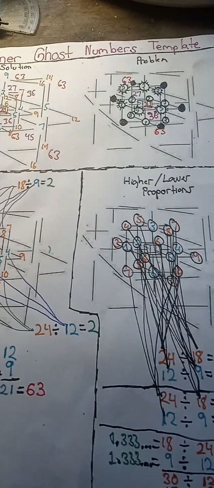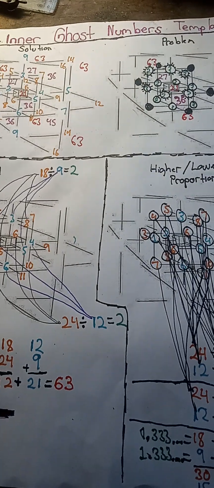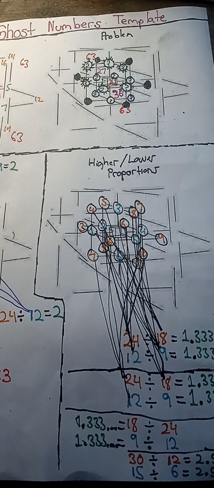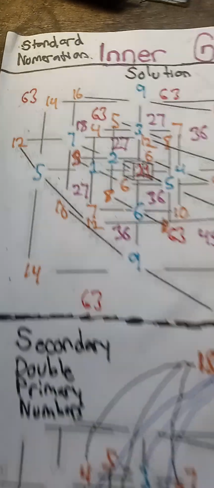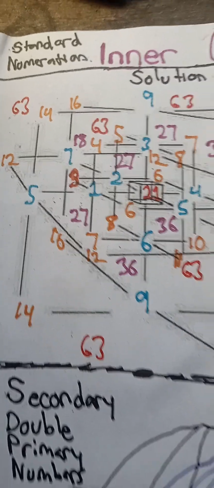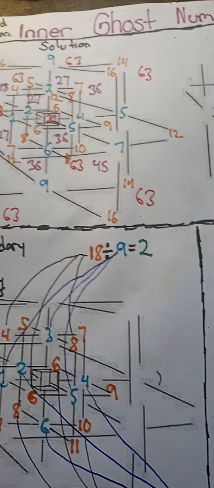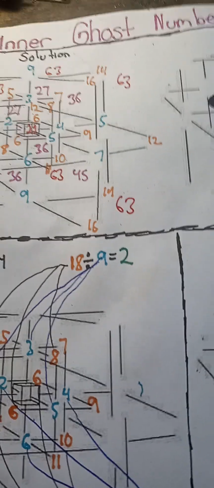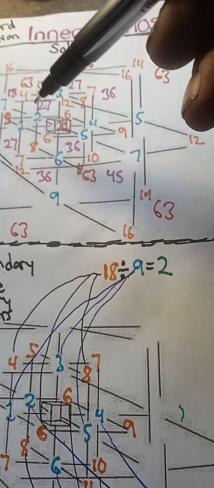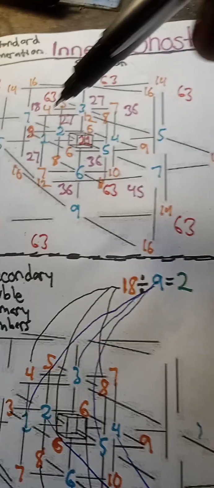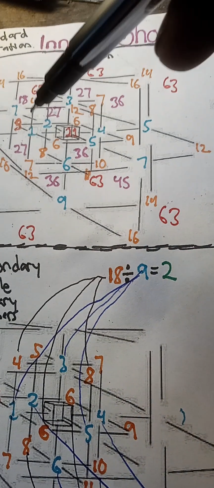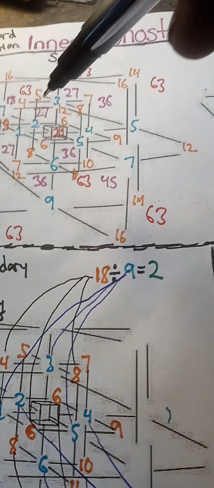This is my inner ghost number template. I call it a template in standard numeration. What I mean by that is 1, 2, 3, 4, 5, 6 is how I numerize them. Standard numeration going around the cube.